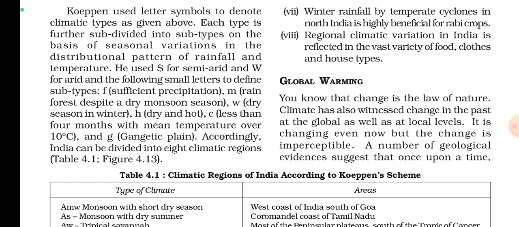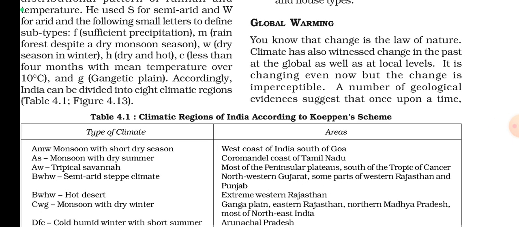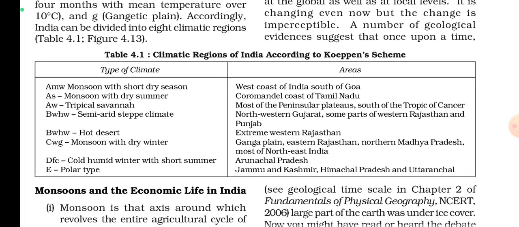Accordingly, India can be divided into 8 climatic regions. AMW: monsoon with short dry season.